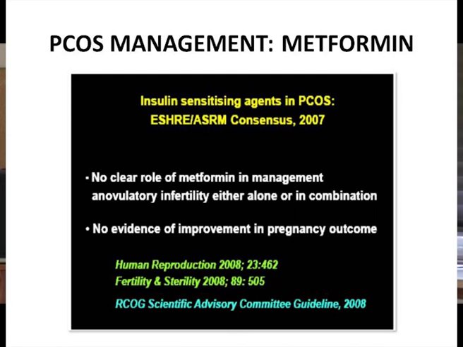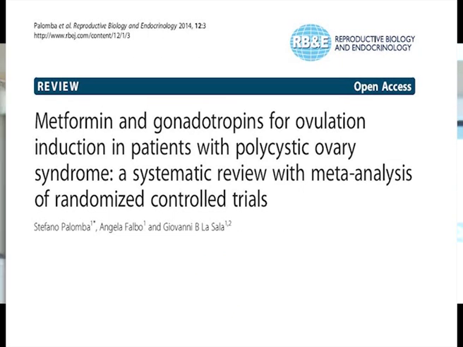And people started to say, okay, maybe if they are obese, it might have a benefit. If they are insulin resistant, it might have benefit. And then there was this meta-analysis and systematic review of randomized controlled trials by Palomba. They looked at metformin and gonadotrophins, which I think might not have been a fair paper to look at, because gonadotrophins on their own are potent enough to give you the outcome you're looking for. So whether metformin was a good variable to add here, I don't think it was a fair evaluation.